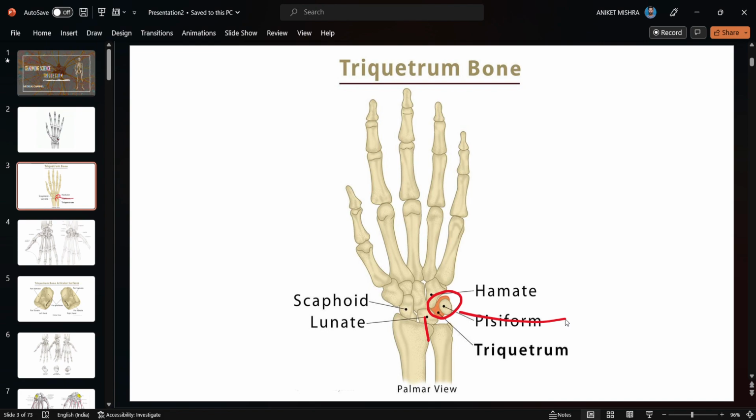It is connected to and articulates with the ulna through the triangular fibrocartilaginous disc-like structure present here, where it connects with the ulna and forms the ulnocarpal joint capsule. It can also connect with the pisiform, hamate and lunate bones.